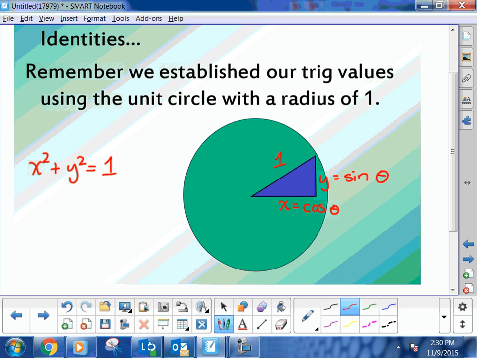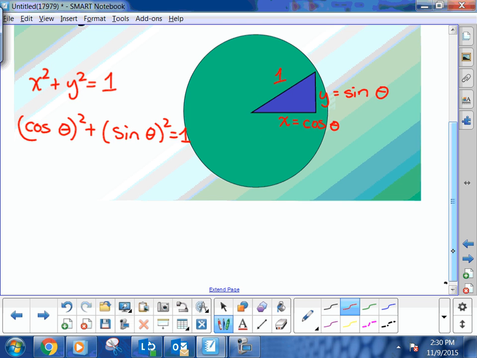So with this, I'm going to add a new dimension to Pythagorean, because if x squared plus y squared is equal to 1, then I could say that cosine squared theta plus sine squared theta is also equal to 1. The only thing that will be new, though, is that we don't write the squares as what you see there. We write the squares like this.